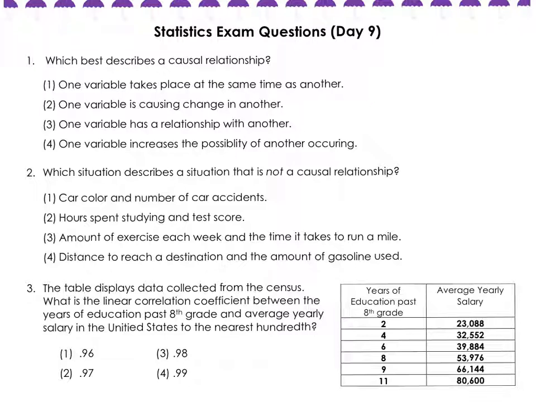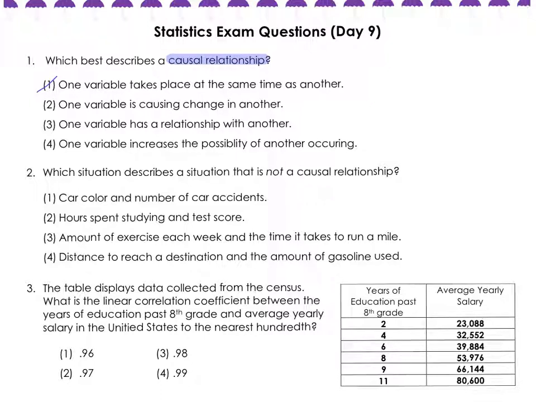The first question says, which best describes a causal relationship? In order to answer this question, you need to know what that vocab word means, causal. If you'll remember from what we've learned in the past, the causal relationship is when one causes the other. So if we look, one variable takes place at the same time as another. If they're happening at the same time, one's definitely not causing the other one. So I don't think it's choice one.